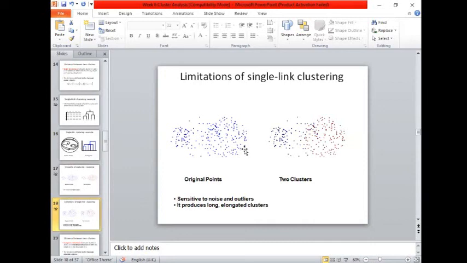There is also a limitation on single link clustering. It is sensitive to noise and outliers, and it produces long elongated clusters. So this is the limitation. As you can see, they have similar clusters, but when it comes to the color of the two clusters, it is elongated, and that can be confusing for combining similar objects.